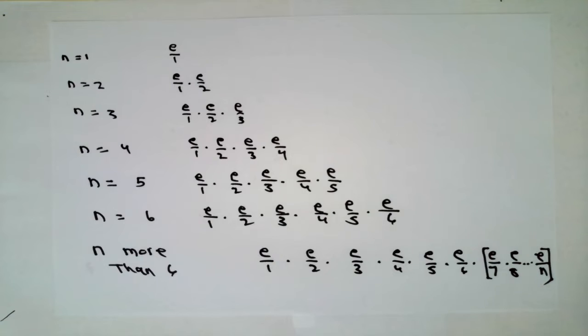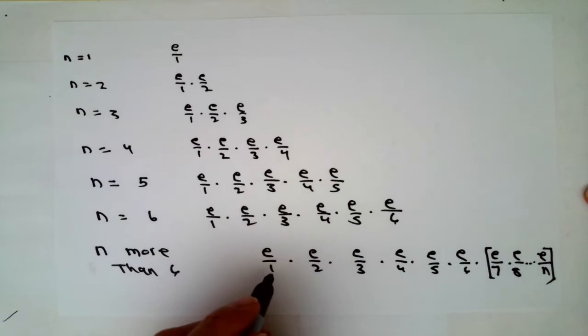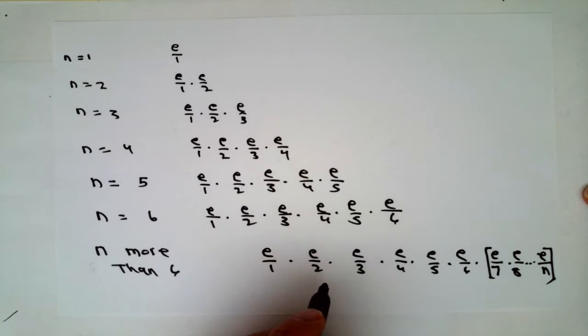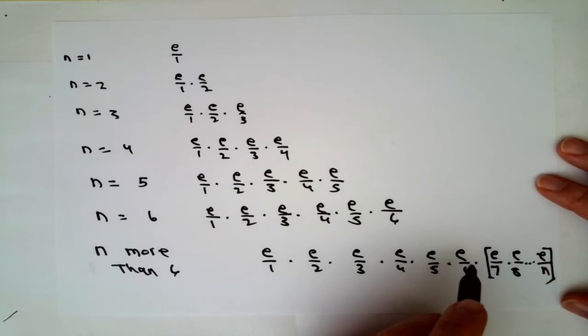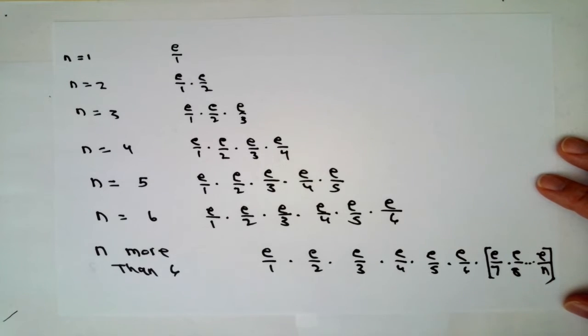Now, these numbers: e over 1 is about 2.7, e over 2 isn't much bigger than 1, e over 3 is actually less than 1, e over 4 is less than that, e over 5 is less than that, and e over 6, e itself is smaller than 3, so e over 6 is actually less than 1/2, and all subsequent factors will be even smaller than that.